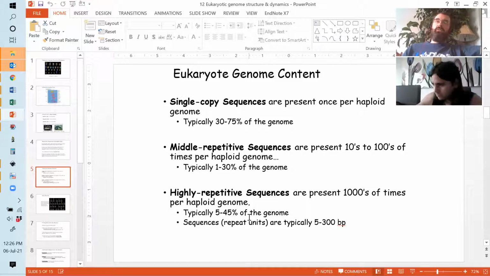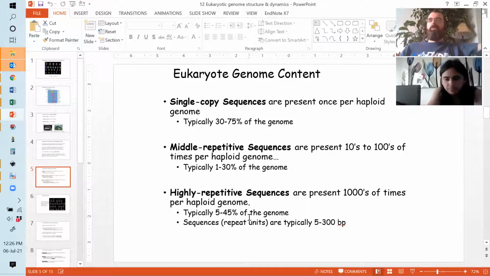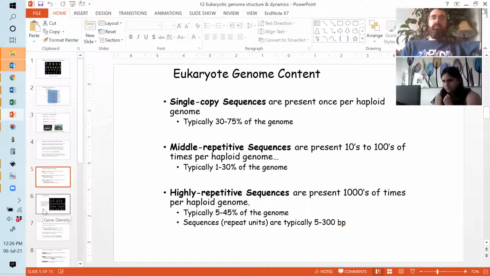And when we talk about transposons, which I think will be Thursday, we'll see that actually one of the causes of this repetitive sequence is transposons jumping around in our genome, which is kind of neat. DNA pirates, basically.